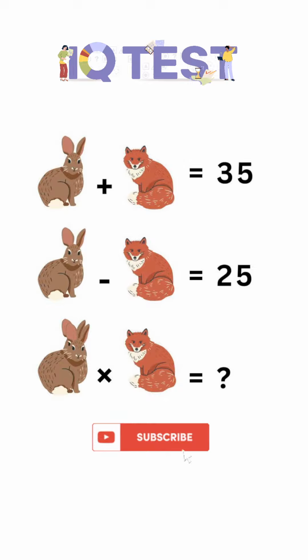So over here, we have a rabbit plus a fox is equal to 35. Now the rabbit minus the fox is equal to 25. So what is 2 rabbits multiplied by 1 fox? Now if you look at the question we have to find, we have 2 rabbits there multiplied by 1 fox. So anyone with the answer for me?